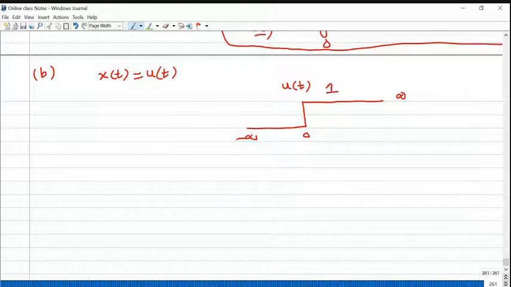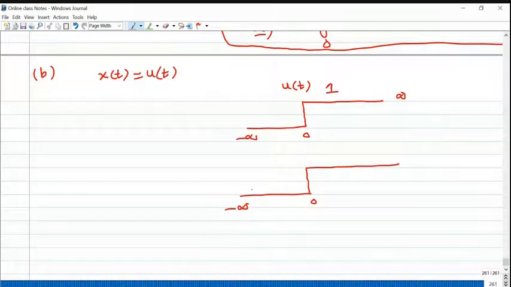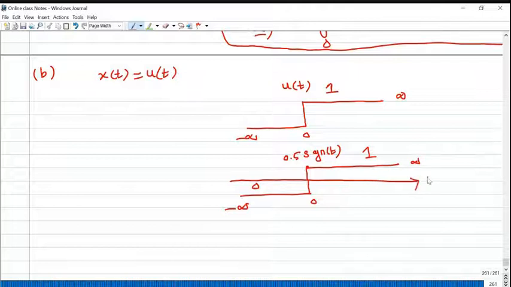Okay. So I'm going to write this u of t signal in terms of the signum function. What is the signum function? This is the signum function. Minus infinite to 0, it is 0, 0 to infinite magnitude 1. This is the actual signum function. If I scale this signum function magnitude by 0.5, 0.5 signum function, this magnitude is 0.5. Sorry. Signum function: 0 to infinite plus 1, minus infinite to 0 minus 1.